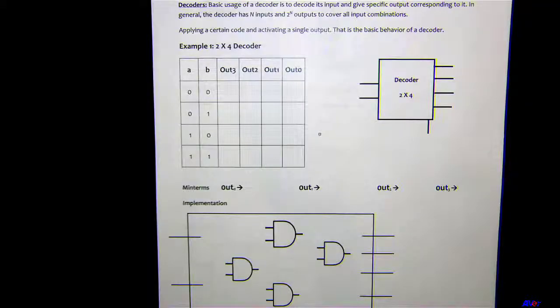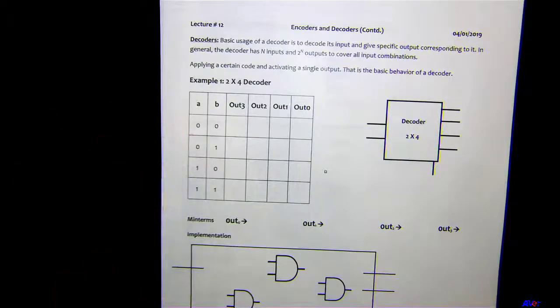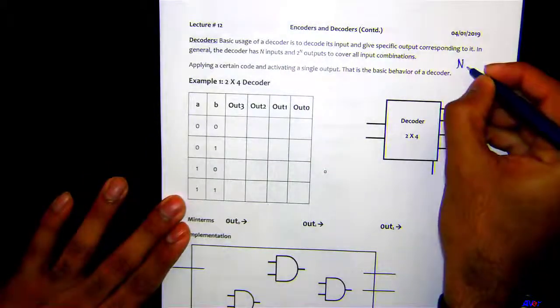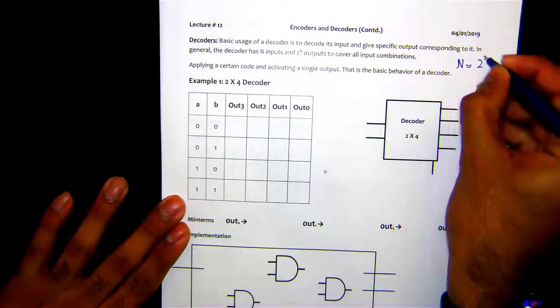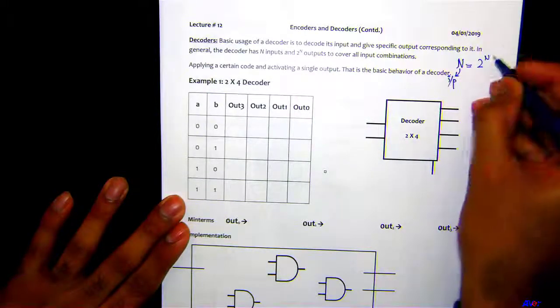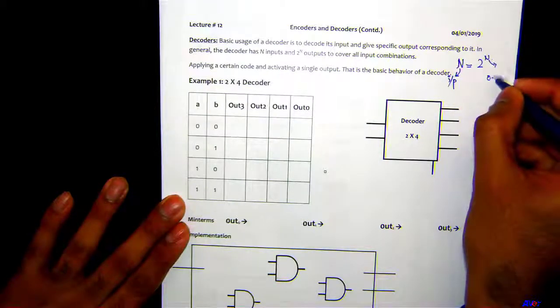We're gonna do decoders now. Basic usage of a decoder is to decode its input and give specific output corresponding to it. In general, the decoder has n inputs and 2 to the power n outputs to cover all the input combinations. So here the relationship between the inputs and output is 2 to the power n. These are your inputs right here, and this whole thing is going to be your output right here.